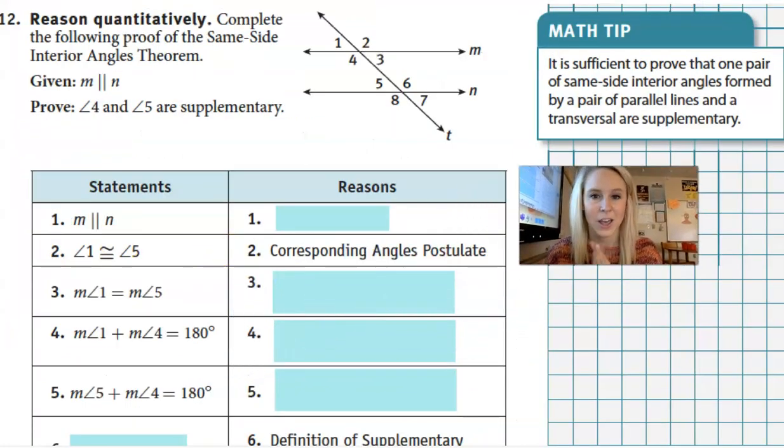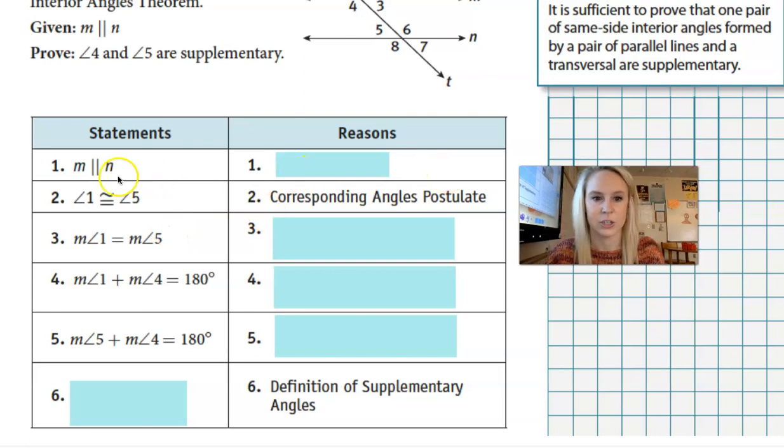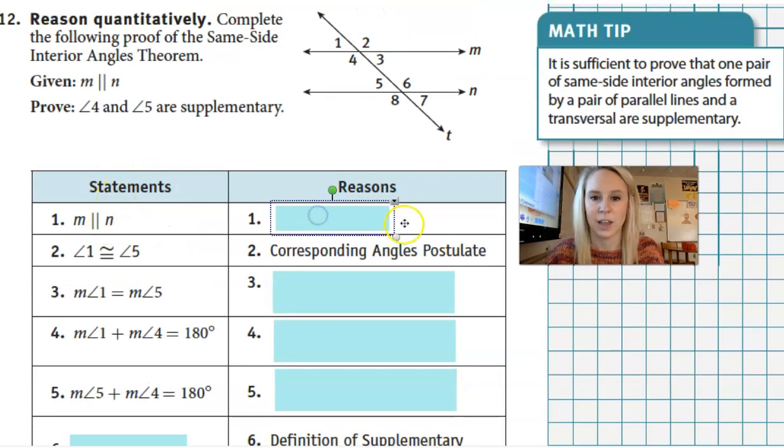Apologize right now. But let's take a look at some proofs, okay? So number 12, this will be our last one, and then we'll be done. Complete the following proof for same side interior angles theorem. So remember, these two up and down lines mean parallel, so given that M is parallel to N, I'm going to prove that 4 and 5 are supplementary. So they helped me out and gave me some information. So M is parallel to N. That reason we know is given, because givens always go at the top.